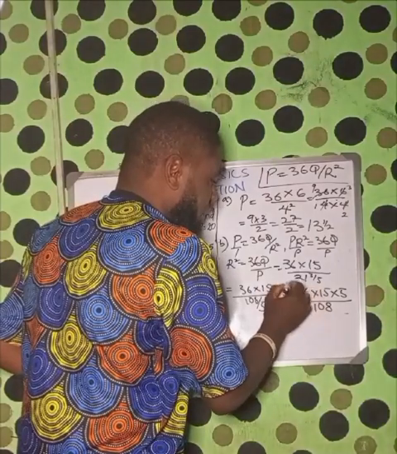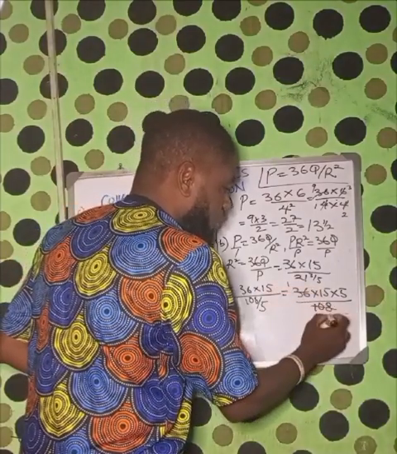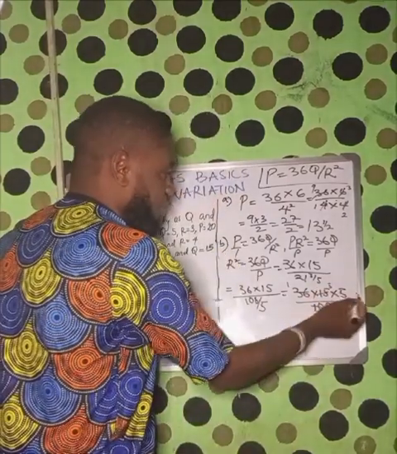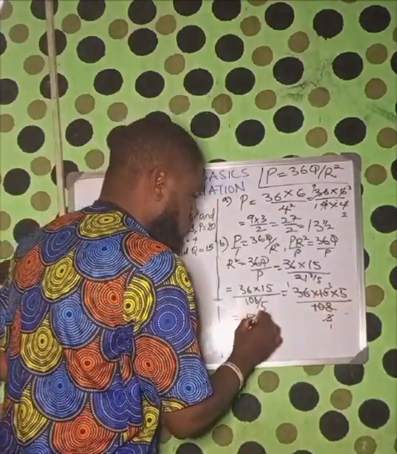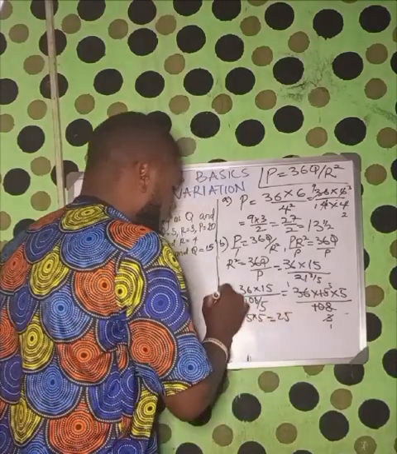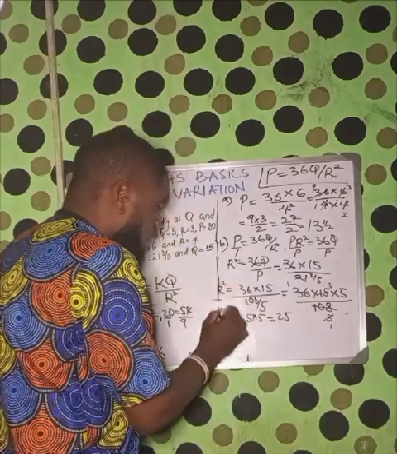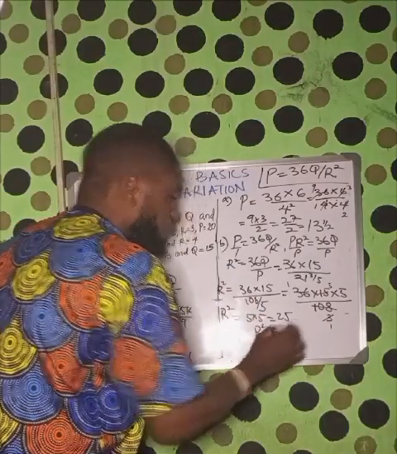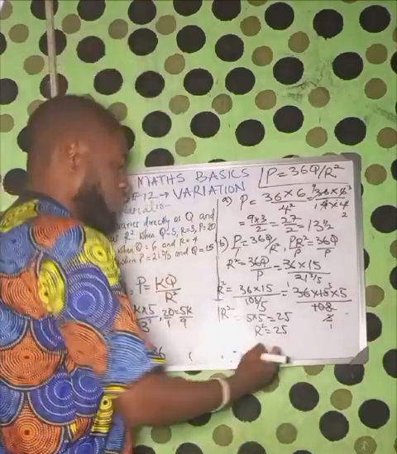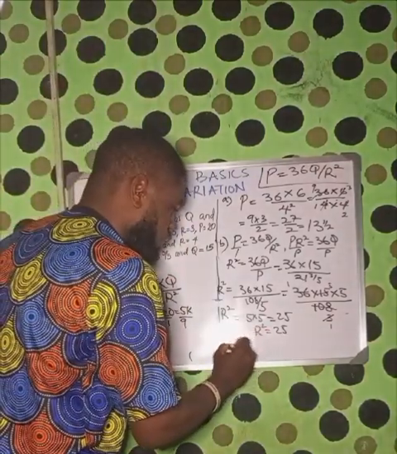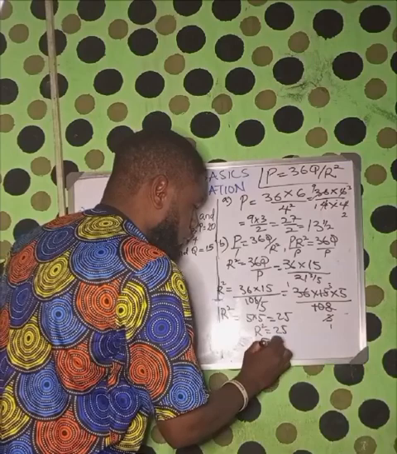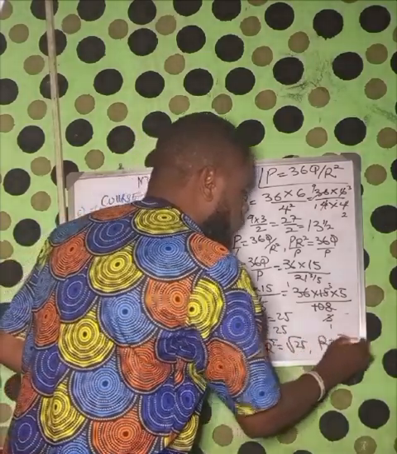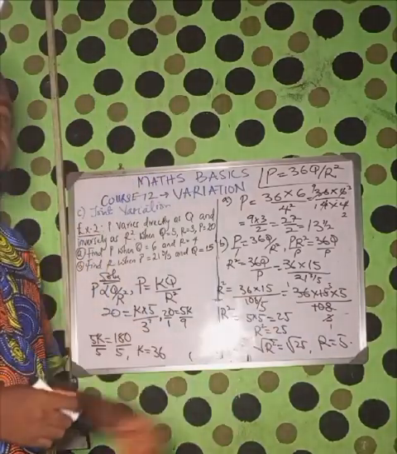So very fast, 36 can divide this 108, give me 3. So 3 will give me 1, 3 will give me 5. So I'm left with 5 times 5 here, which is equal to 25. But remember, I have my R squared here and I have my R squared here. So R squared is equal to 25. I'm not asked to find R squared, I'm asked to find R. So I'll take the square root of both sides. So I'll have square root of R squared equals square root of 25. My R becomes 5. So that's how we got 5 there.